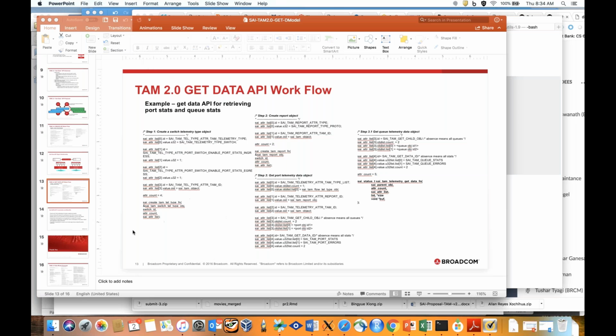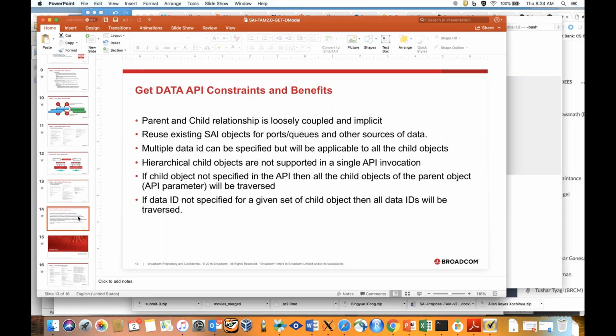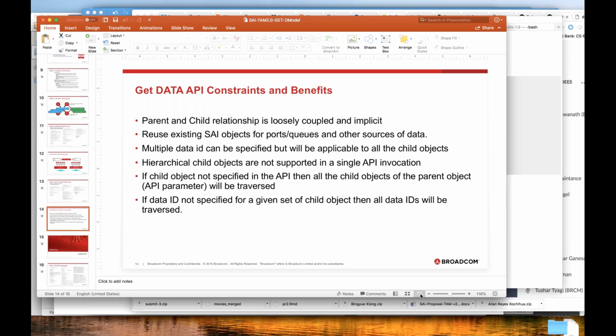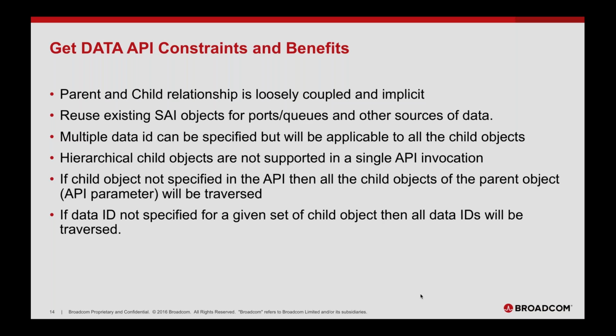So that's on this. And then there are the constraints and benefits, which I was talking about. That parent and child relationship is loosely coupled and implicit right now. It is left to the implementer how they want to identify that relationship. If somebody implements a wrong relationship, that will still be accepted.